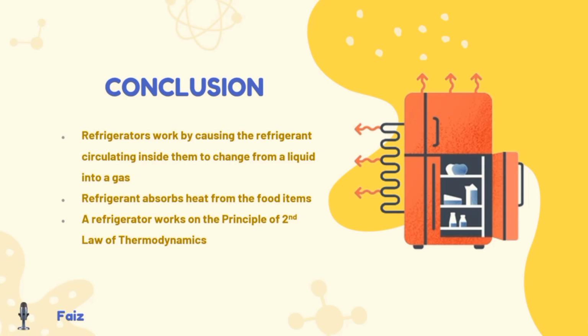In conclusion, refrigerators work by causing the refrigerants circulating inside them to change from a liquid into a gas. The cool temperature helps to keep the food fresh for a long time. Refrigerants absorb heat from the food items, so refrigeration slows down the activity of bacteria present in the food, so that the bacteria take longer to spoil the food. A refrigerator works on the principle of the second law of thermodynamics, which is heat transfer from a high temperature to the cold temperature.